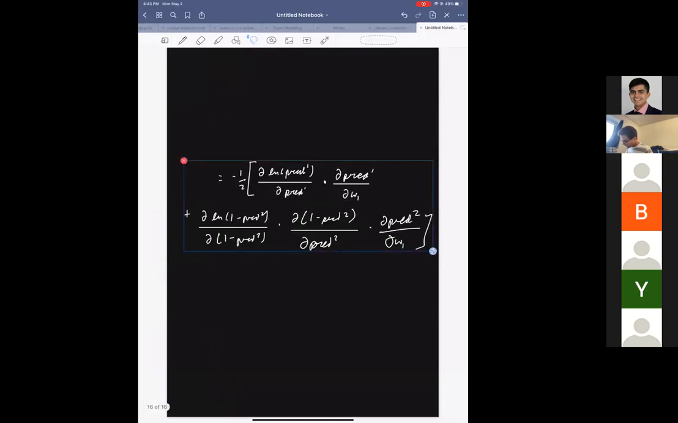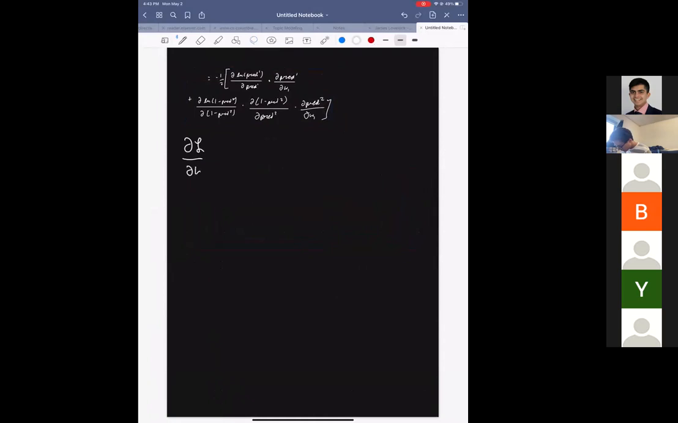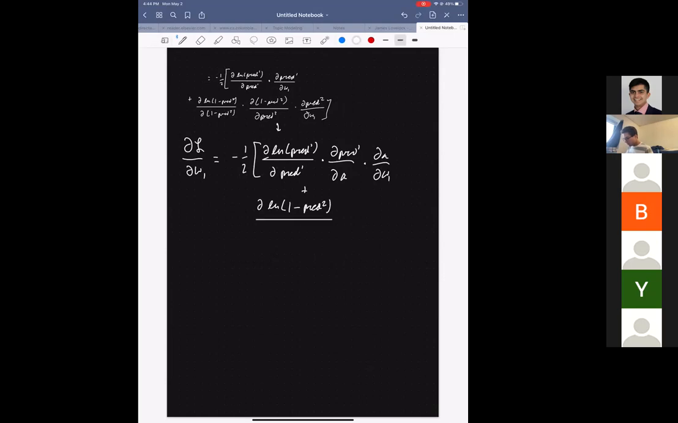so to write it more neatly, we now have the derivative of the loss with respect to W1 is equal to 1/2 times this, which we can rewrite a little bit nicer as the derivative of ln of the prediction for 1 with respect to the prediction for 1, multiplied by the derivative of the prediction for 1 with respect to the A node of the network, and then the derivative of the A node in the network with respect to W1, plus the derivative of ln 1 minus pred 2 with respect to 1 minus pred.